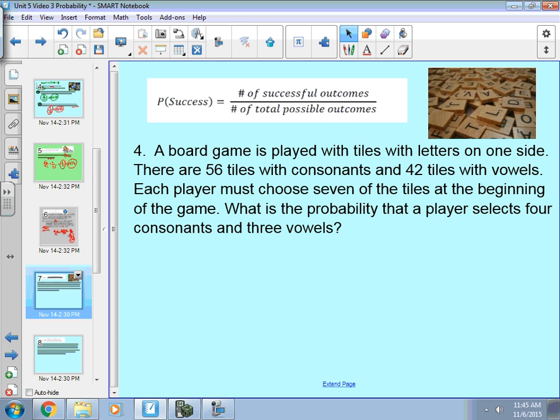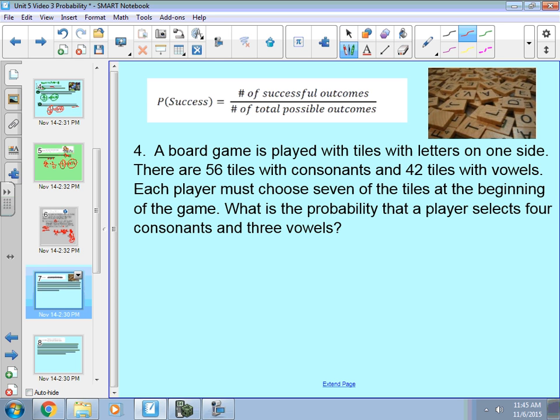On this one, it says a board game is played with tiles with letters on one side. There are 56 tiles with consonants and 42 tiles with vowels. Each player must choose 7 of the tiles at the beginning of the game. What's the probability a player selects 4 consonants and 3 vowels? I want you to try this one out on your own right now. Why don't you pause it, see if you can set this one up and solve, and we'll see what you get. All right, let's see what you had.